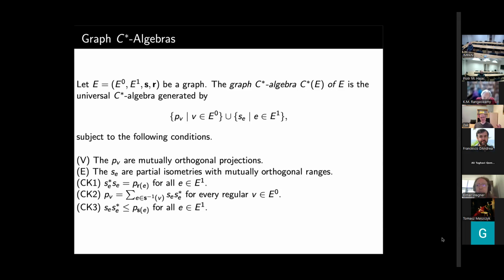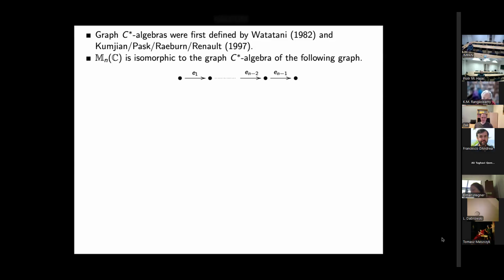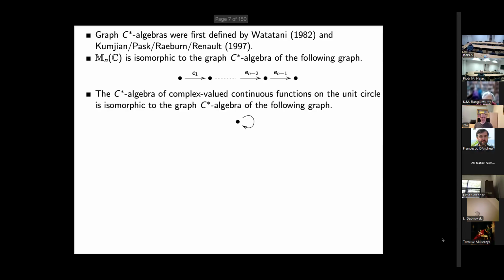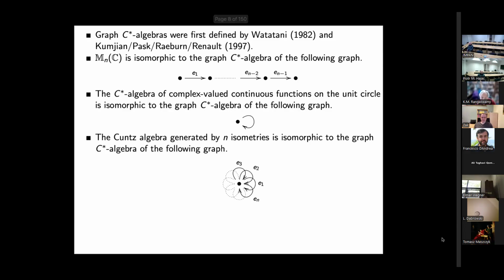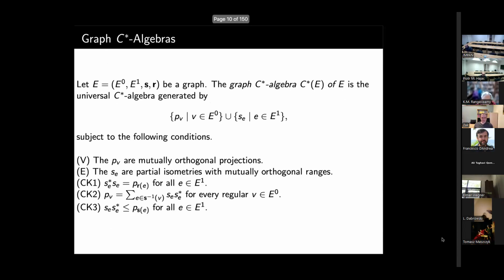But I understand that this was introduced as a very nice class of C-star algebras that can be worked with, and this definition goes back 30, 40 years and includes some very well-known C-star algebras as well. Matrix algebras over the complex numbers, complex-valued continuous functions on the unit circle, Cuntz algebras, and compact operators on separable infinite-dimensional Hilbert spaces. Okay, so that's a graph C-star algebra.